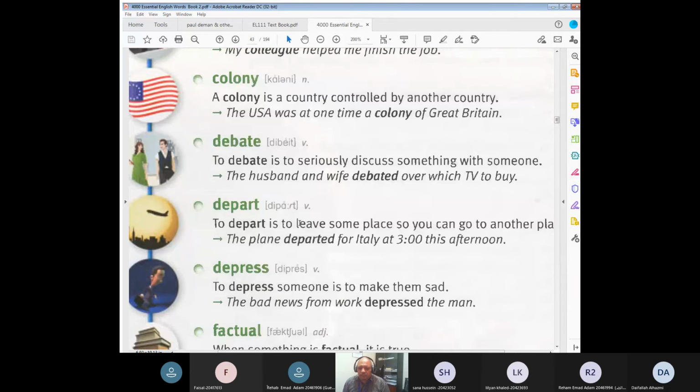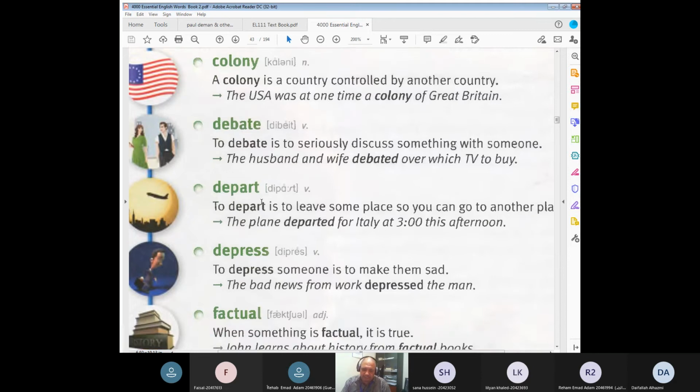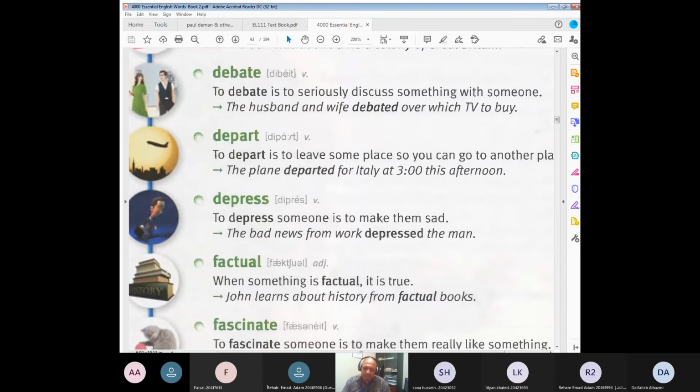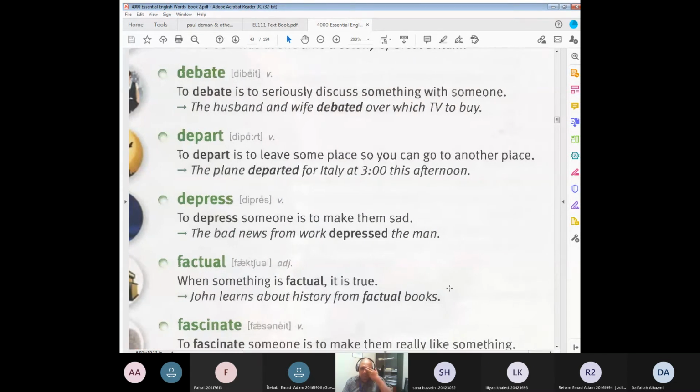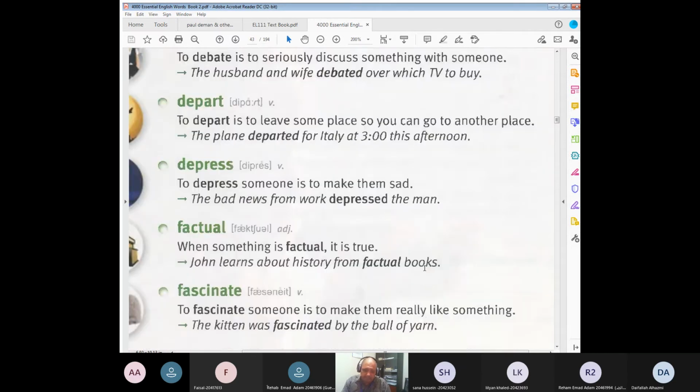And then you have the word debate. So to debate is to seriously discuss something with someone. The husband and wife debated over which TV to buy. I mean, they started to discuss the issue very intensively. And then depart. So to depart is to leave some place so you can go to another place. So the plane departed for Italy at 3 this afternoon.